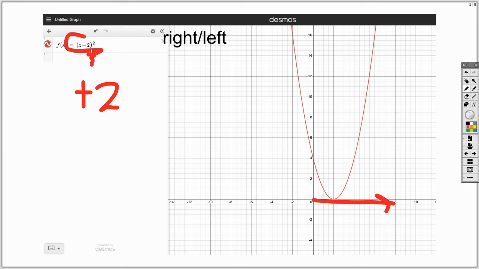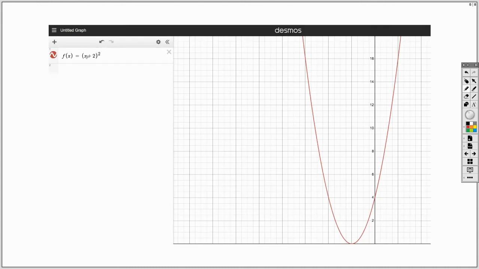So if it's in parentheses, we know that we're going either left or right, and then you just do the opposite of it. So in this case, it's in the parentheses, so we know we have to go left or right. But since it's minus 2, we do the opposite, plus 2, and that would mean that the graph would shift 2 units to the right. And then we see right, left, up, or down.